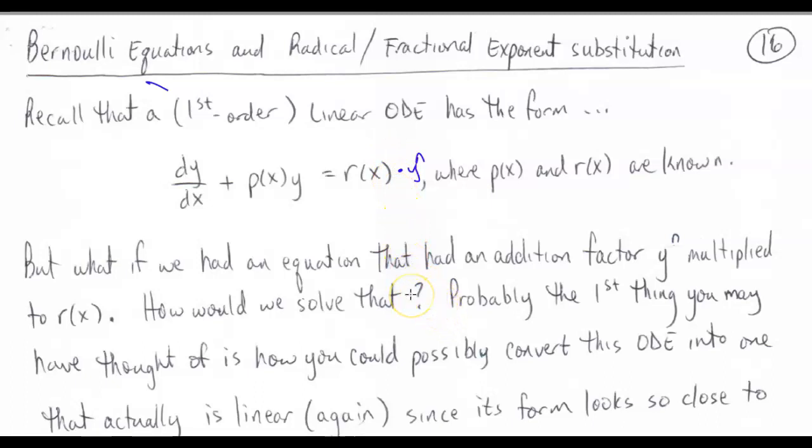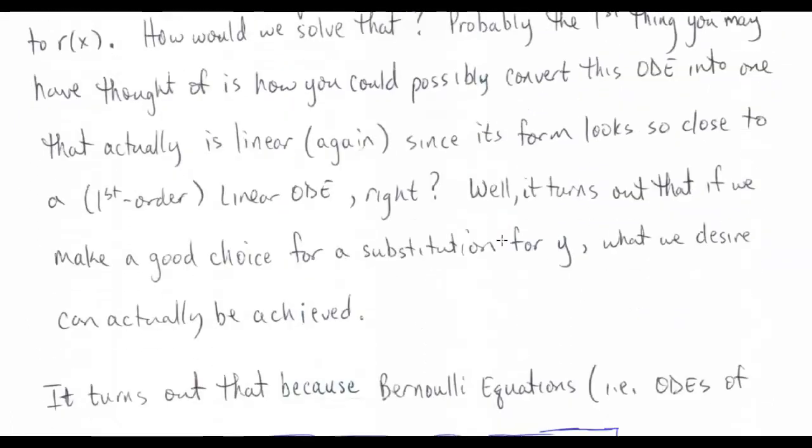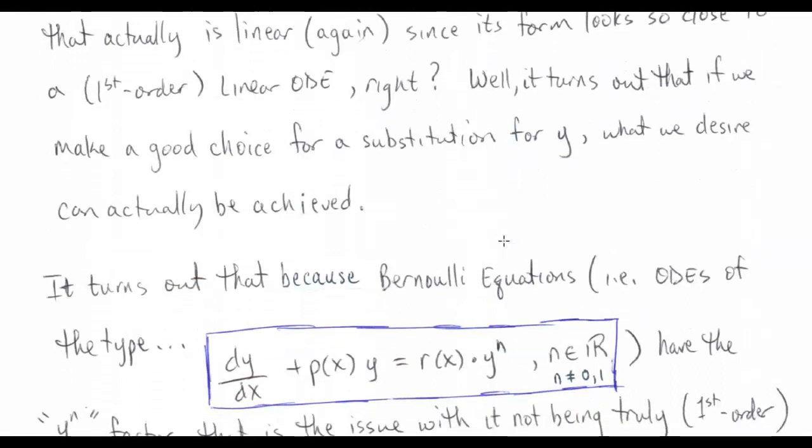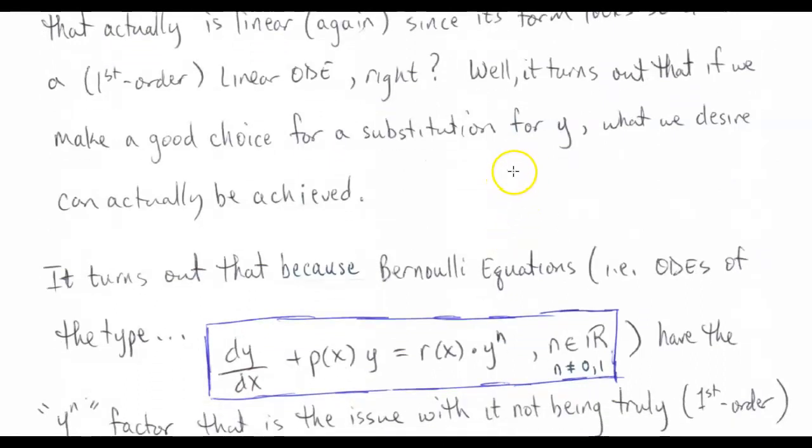Probably the first thing you're saying is, well, how could I actually neutralize this y raised to the n so that I could essentially get rid of it? Or at the very least, make it look like something else that I could deal with. If you're thinking that, then you're actually thinking along the right lines of what we do to deal with an equation like this. It turns out that if we make the right substitution for y in general, then we can achieve what we just talked about.